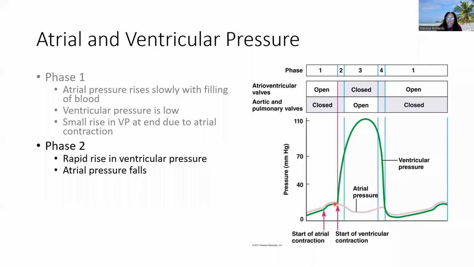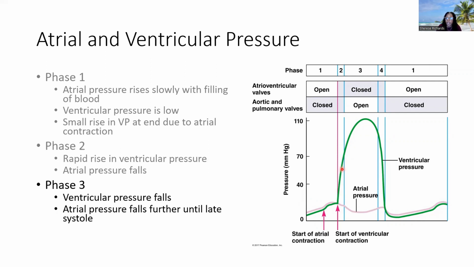If we think about phase two, this is a rapid rise in ventricular pressure. Notice none of the valves are open here. This is a very short transient period to get the ventricular pressure high enough to exceed the aortic pressure and to lead us into phase three. All right, so here we can see that pressure steeply rising.